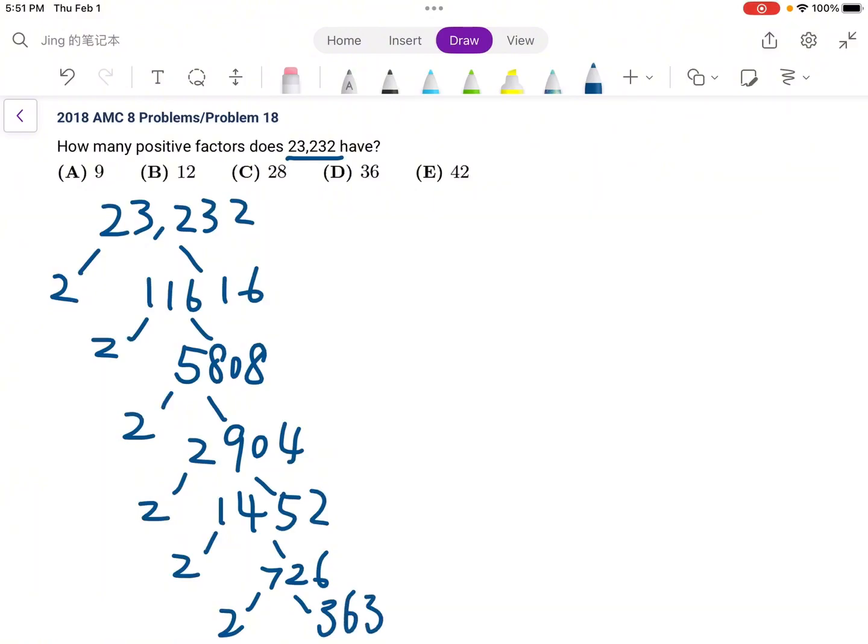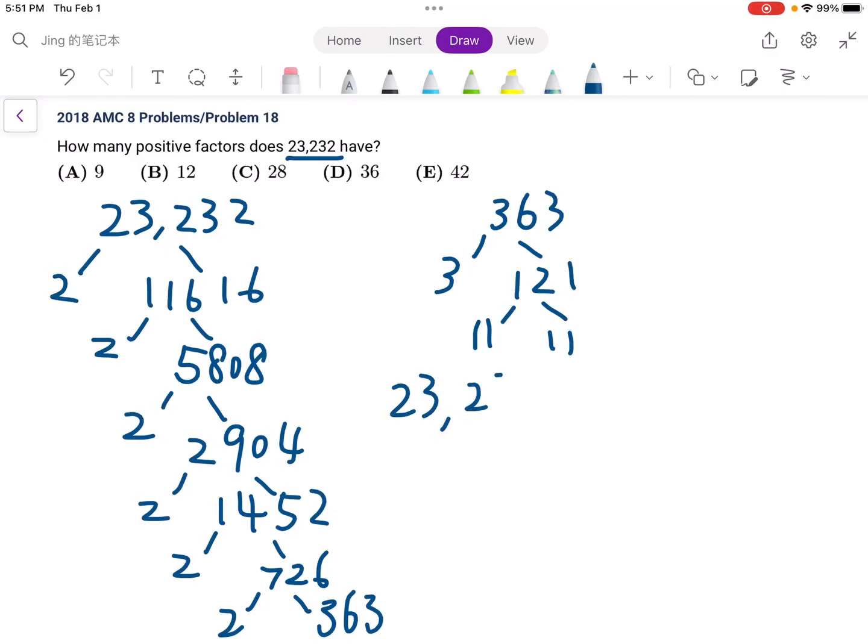363. And then we can divide 3, we get 121, and we divide 11, we get 11. Therefore, this number 23232 equals 2 to the power of 6 multiply 3 multiply 11 square.